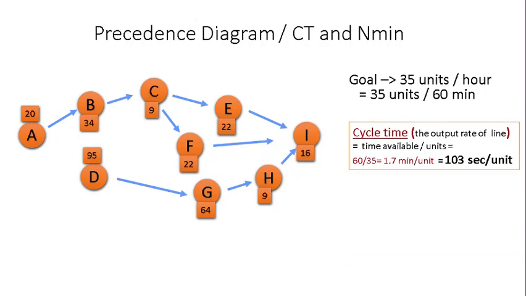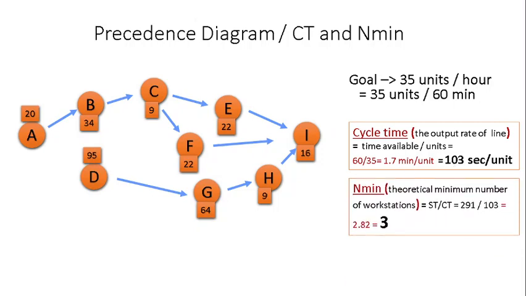So first thing, find cycle time. If we follow the formula, as we said before, then the cycle time is the fraction of the time that we have available divided by the units. So we have 35 units in 1 hour. If we reverse that, we have 60 minutes divided by 35 units, which gives us 103 seconds per unit.